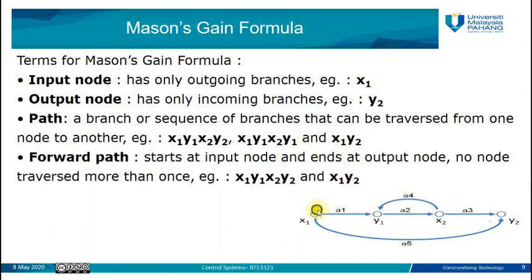But when we say the path gain, that means it represents the product of all the gains of the path. So for example, between x1 and y1 the gain is a1, between y1 and x2 the gain is a2, and between x2 and y2 the gain is a3. So this path has a gain of a1 times a2 times a3. For example, the other path, which starts from x1 and goes through this into y2, has the gain of a5. So this we call the path gain.